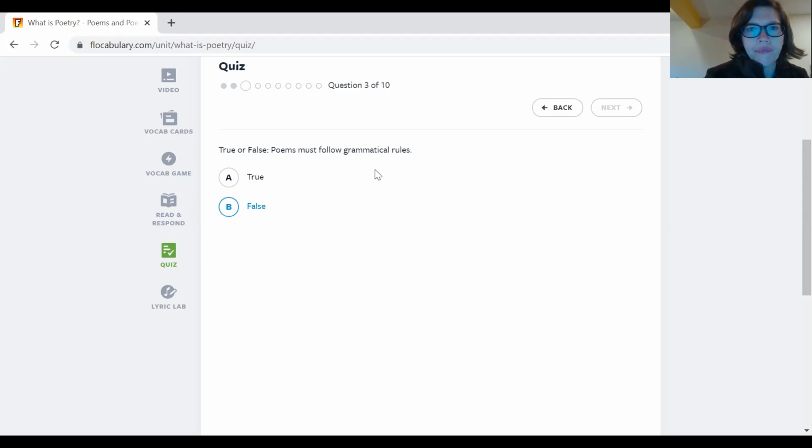Question 4, alliteration, rhyme, and onomatopoeia are all examples of A, prose, B, sound devices, C, image devices, or D, meters. So alliteration, rhyme, and onomatopoeia are examples of which of these? Prose, sound devices, image devices, or meters. You choose what you think is the right answer and write it down. And we will check in the end.